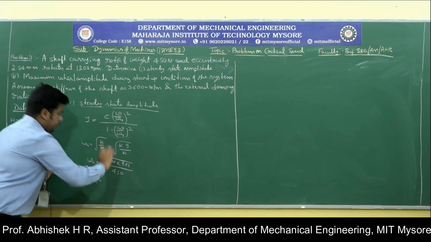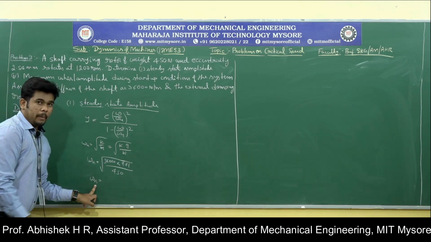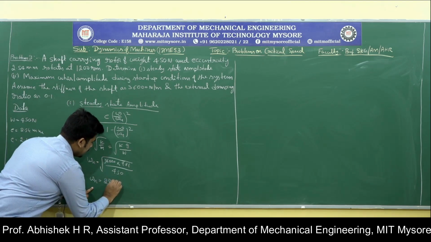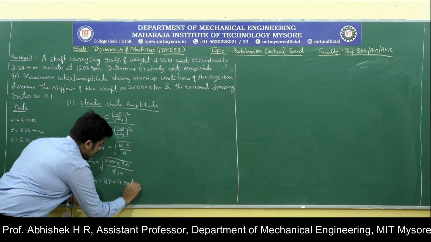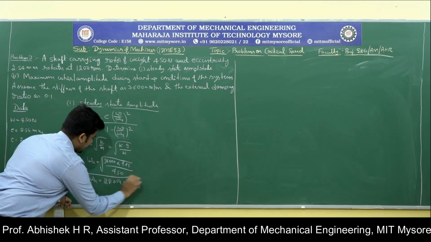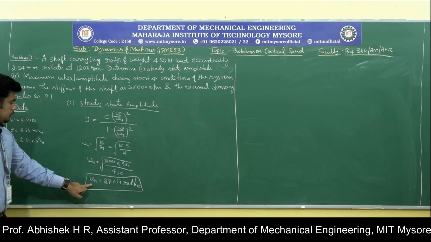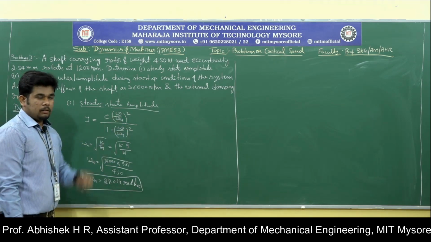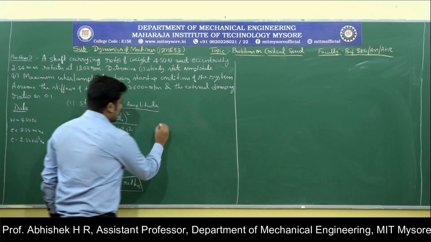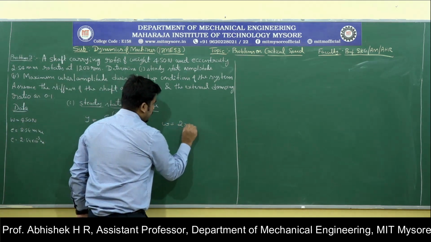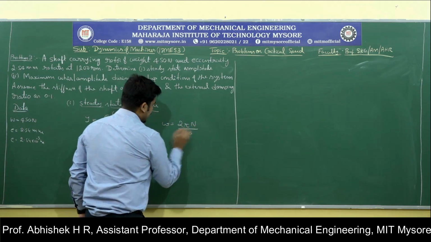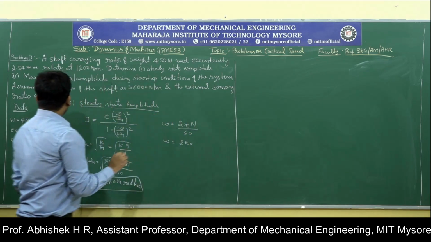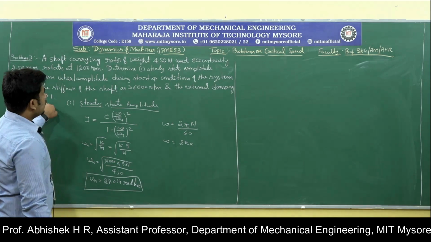So we'll get omega n as 28.014 radian per second. So this is omega n. Now we need to find out the omega. For that, omega is equal to 2 pi n by 60. So 2 pi into n. So the n is how much?